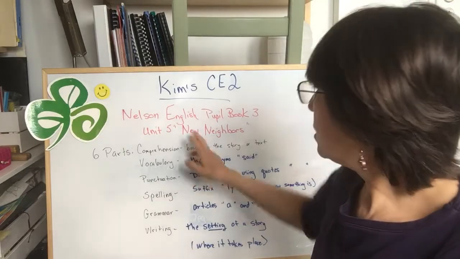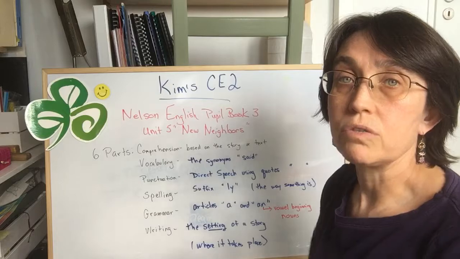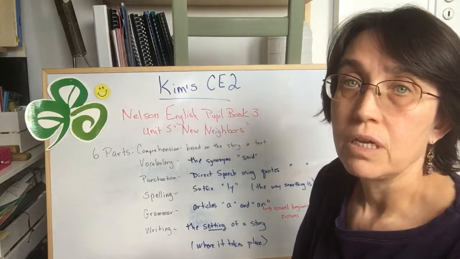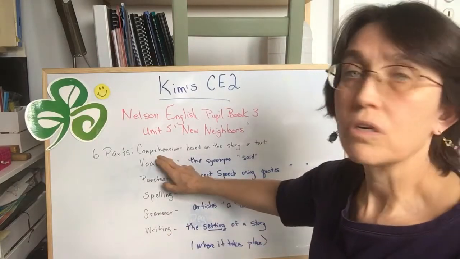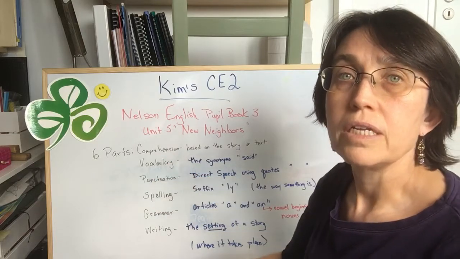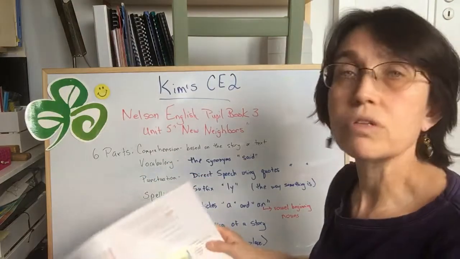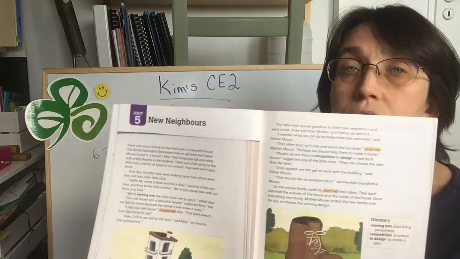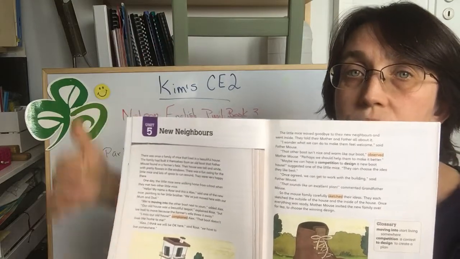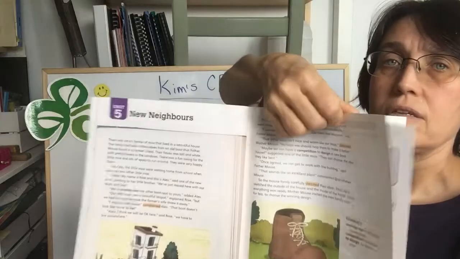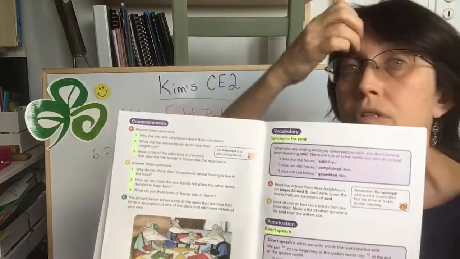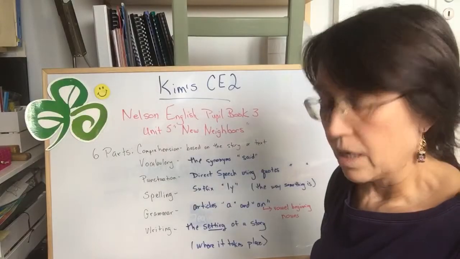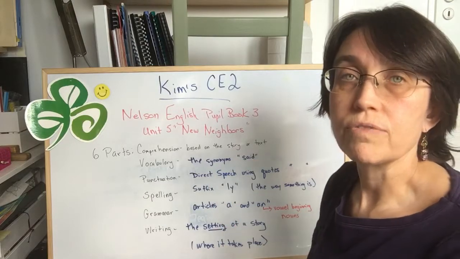The English pupil book is broken down into 6 parts that you work on in the language. The first part is always comprehension, and it is about the story that you will have read or the text. In this Unit 5, it is a fictional story, so you will work with fictional language and the comprehension questions to make sure that your child or children have understood the story.